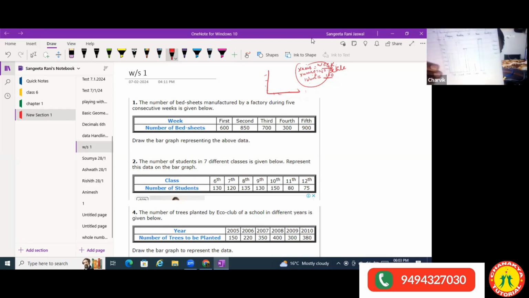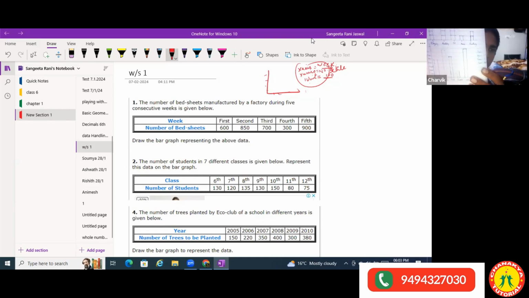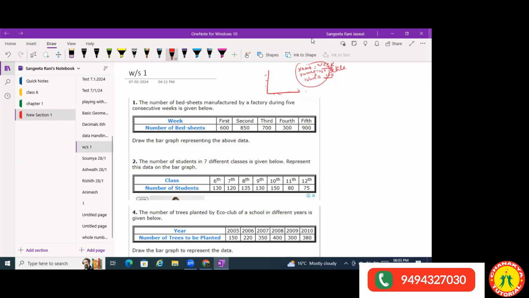Ma'am, can you see this? Yes, yes, I can see. Can you tell me about the x-axis, y-axis, and 1 unit? Yes, Charvik, that's nice. Okay. Ma'am, I'm not getting X axis, Y axis.